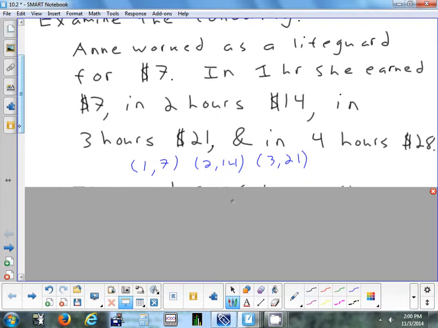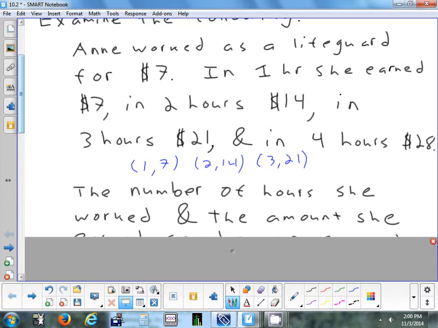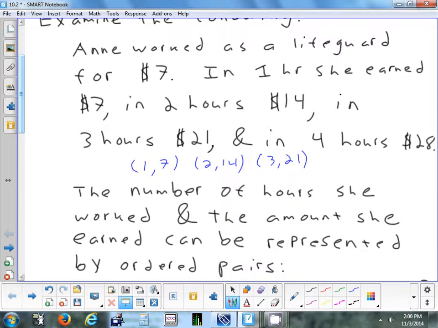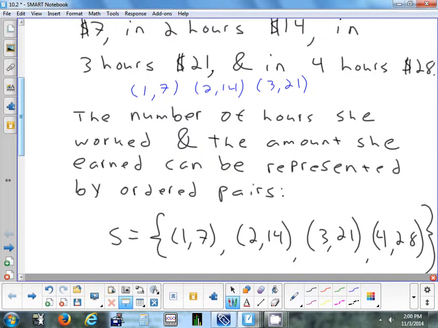Any question on that? Okay. So actually, this is what I'm going to do next. The number of hours she worked, which are the first numbers, and the amount of money she made, you could write as ordered pairs, which I actually did below. When we write a bunch of ordered pairs, a lot of times they put them in these brackets. What that means is inside these brackets, that's a set of 4 ordered pairs. And it's 1 hour, $7, 2 hours, 14, 3 hours, she makes 21, 4 hours, she makes 28.